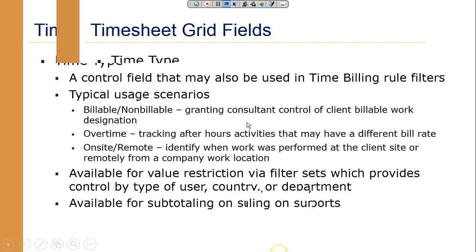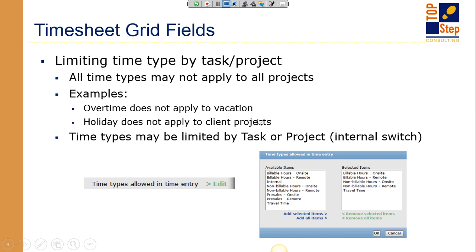So here's an example of the limitations. If you enable the ability to limit time types on a task or on a project, you can now see this is what it would look like in this example. There's a lot of different options, and you can force the end user to only choose from a subset. This really helps in being able to limit mistakes when entering time.